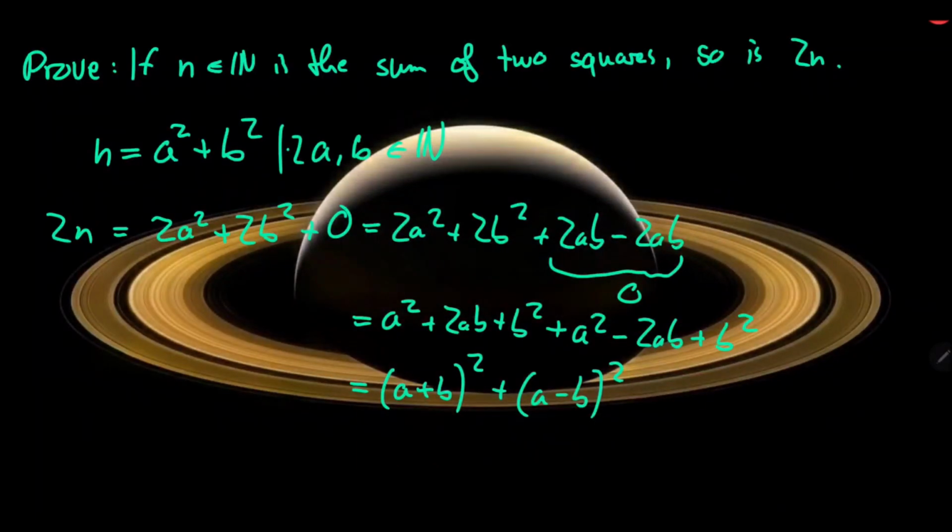By the way, you could also try to generalize this result a bit. Namely, you could show that if n is the sum of two squares, then 2mn, where m is a natural number, can be written as the sum of m squares. But we won't do that here.